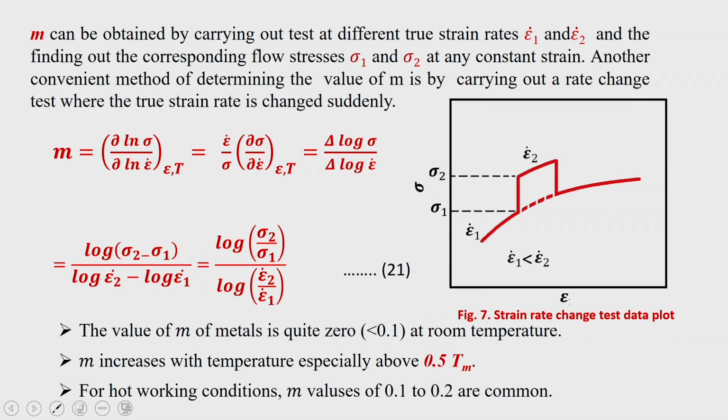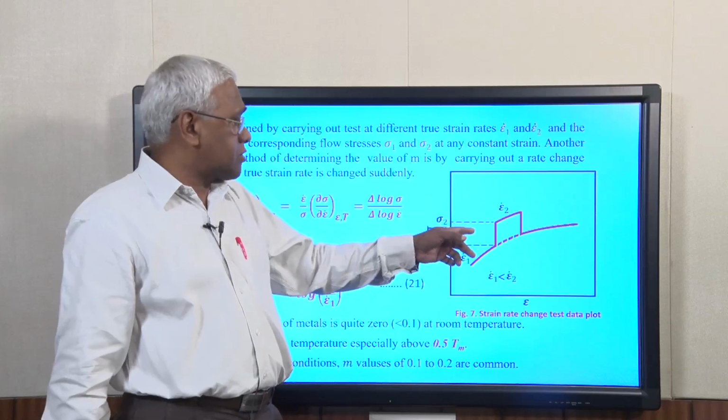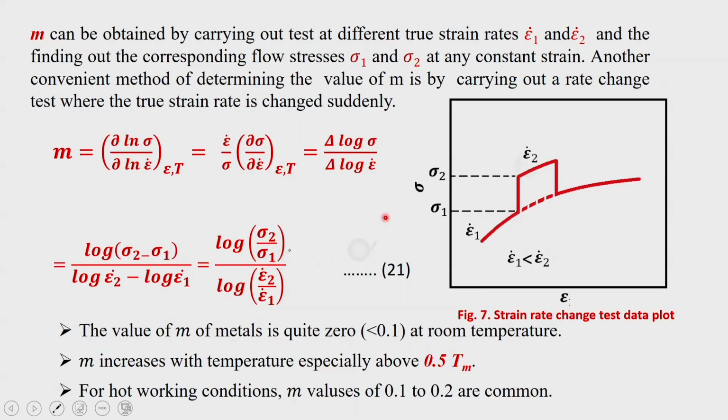So, to save time, people also carry out a strain rate change test in a single specimen. You are initially doing an experiment at a constant strain rate epsilon dot 1 with your feedback control machine, and when it reaches a constant value at some strain, then suddenly you jump the strain rate. Nowadays, it can be done very easily in a machine with microprocessor control. So, you jump from epsilon dot 1 to another strain rate epsilon dot 2.